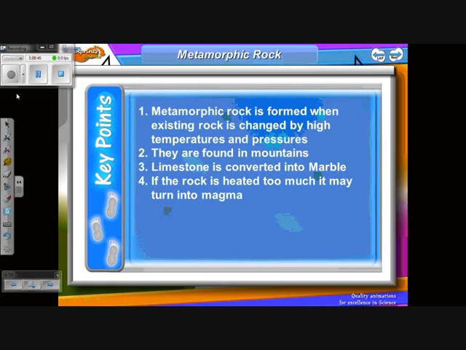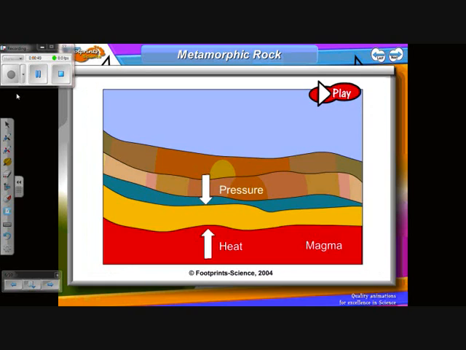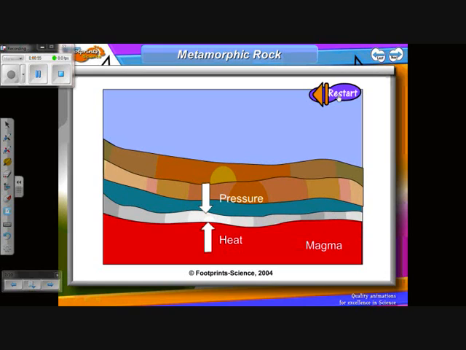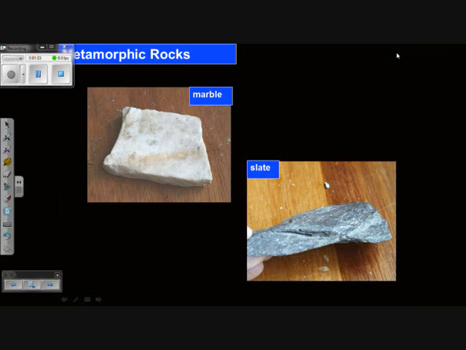If the rock gets way too hot, it starts to melt and turn back into magma. Here we can see the pressure and the heat forcing the rock to turn. Examples of metamorphic rocks are marble and slate. Here's Tim and Moby to explain to you a bit more about metamorphic rocks.